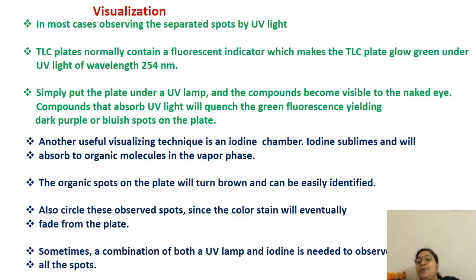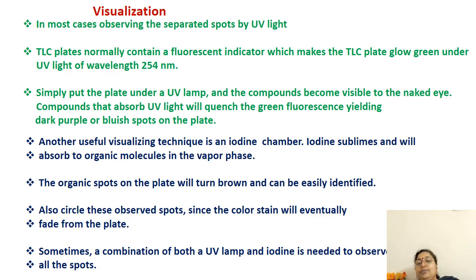If the separated compounds are not colored, we have to visualize using different visualization techniques. In most cases UV light will be used. The TLC plate normally contains a fluorescent indicator which makes the plate glow green under UV light at a wavelength of 254 nanometer. Simply put the plate under a UV lamp so the compounds become visible to the naked eye, because the compounds that absorb UV light will quench the green fluorescence, yielding dark purple or bluish spots on the plate.